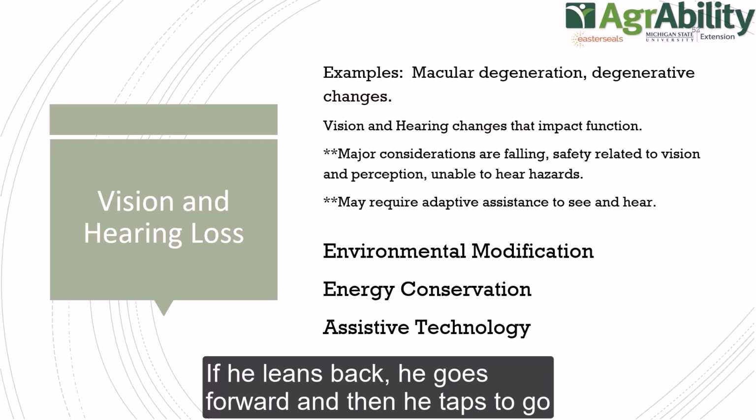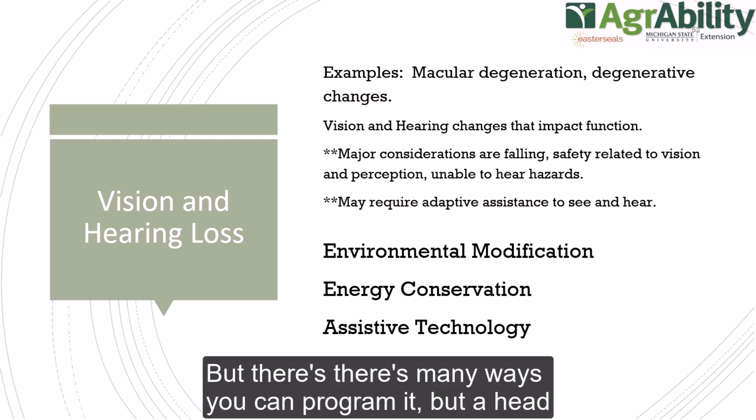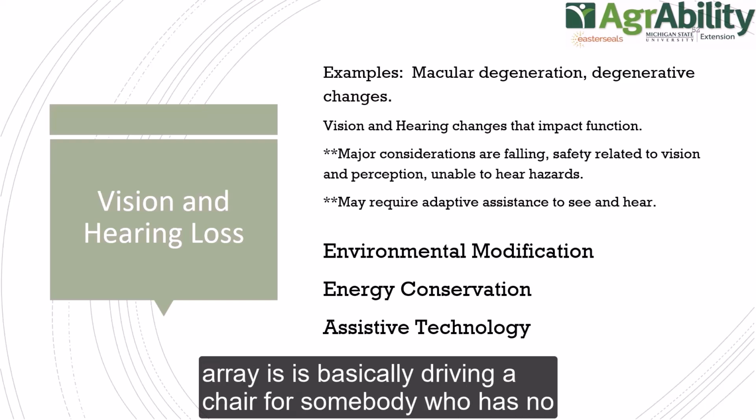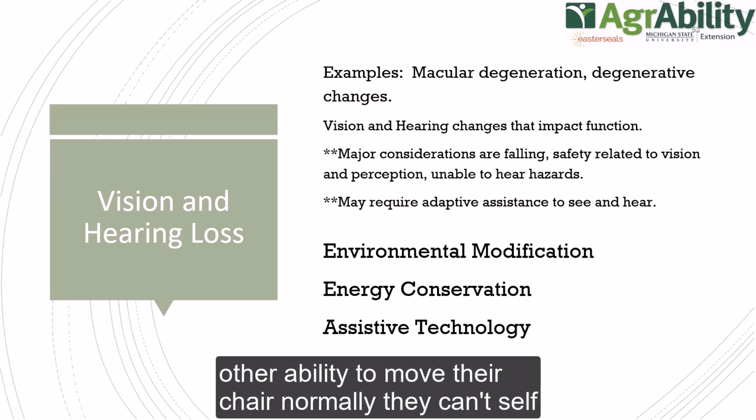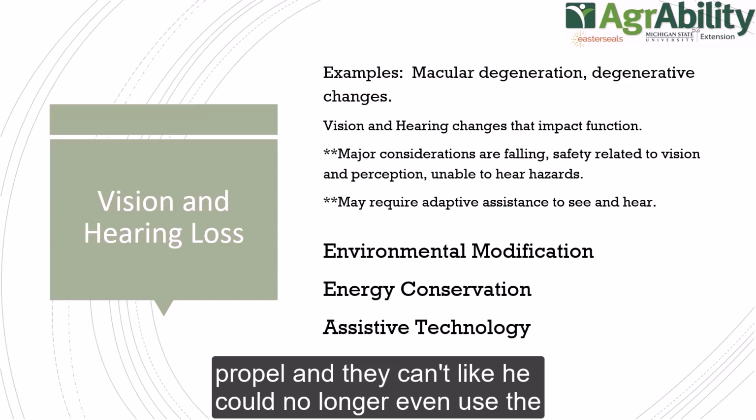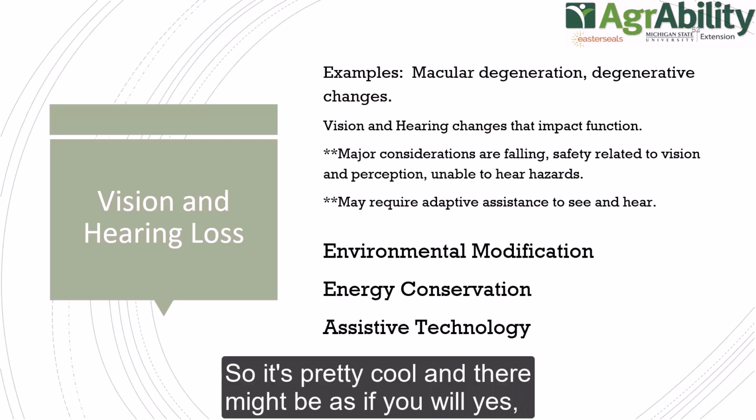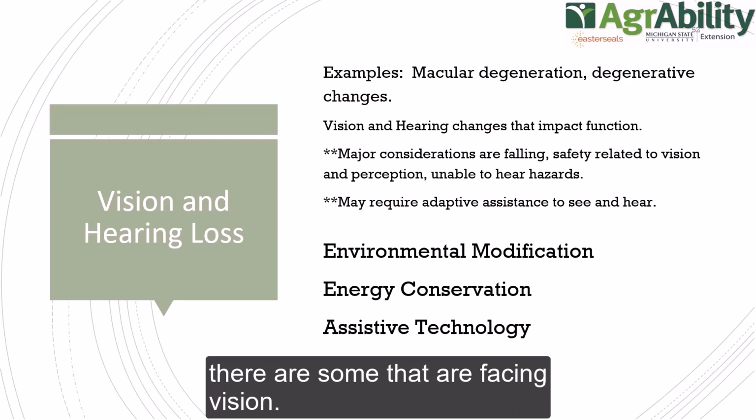If he leans back, he goes forward, and then he taps to go in reverse. There are many ways you can program it, but a head array is basically driving a chair for somebody who has no other ability to move their chair. Normally they can't self-propel, and he could no longer even use the joystick. So it's pretty cool. And there might be other accessing system switches, if you will.